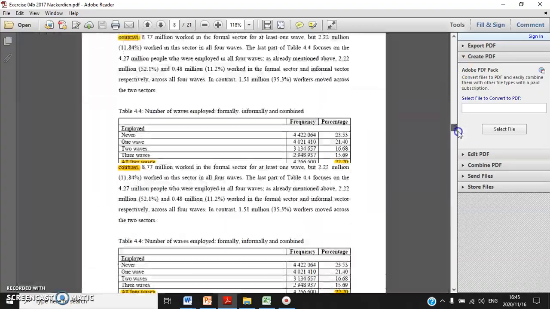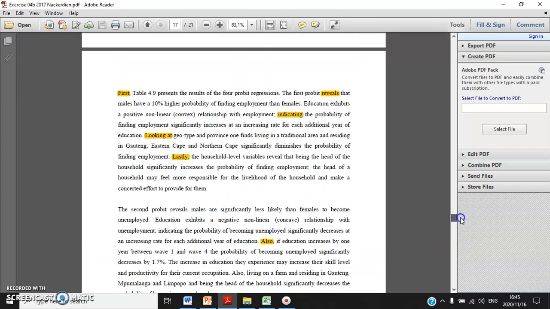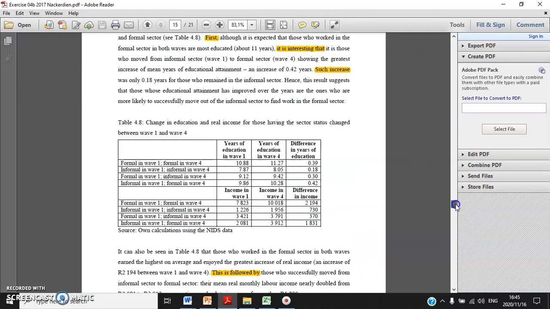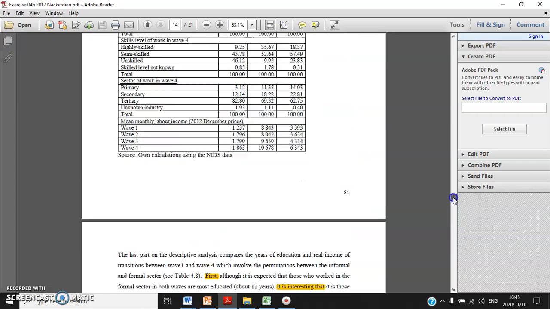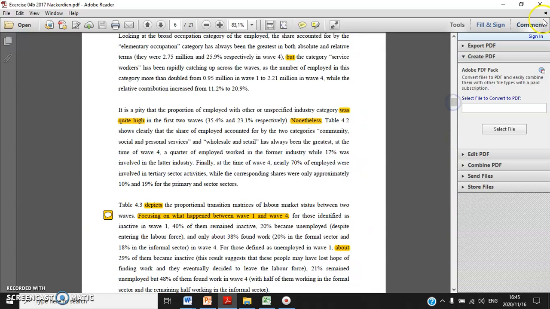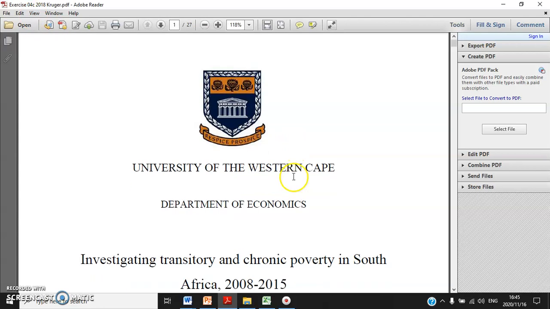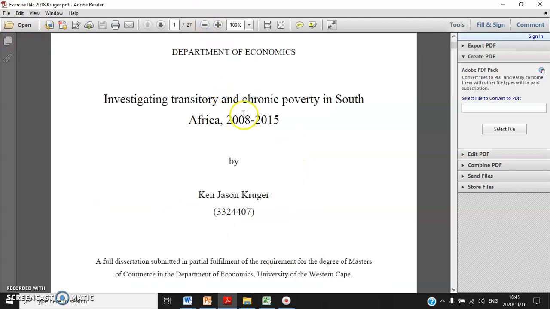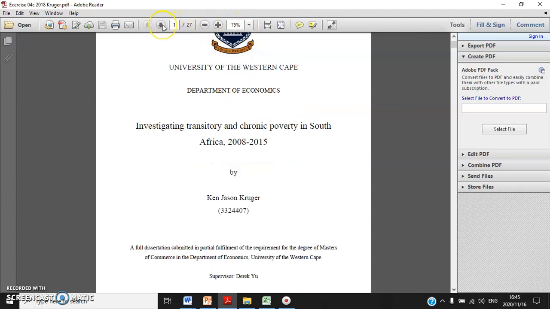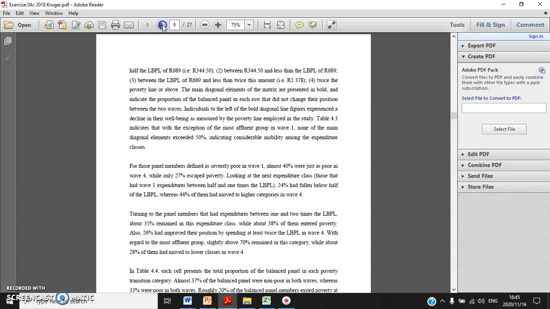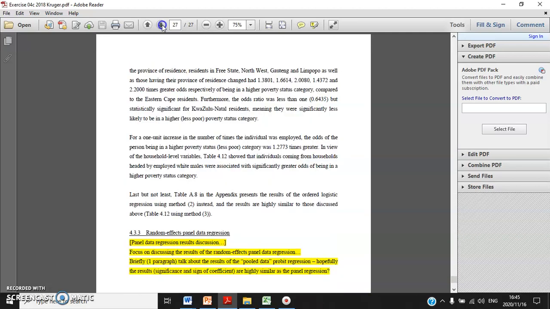Again, when you have time, please go through this Nakadin example. Again, you are going to see a lot of linking words and nicely presented tables and figures. And then the third one comes from Kruger, another master's student of mine. He looks at, I think he used the NIDS panel data to look at poverty dynamics, transitory, short-term and long-term poverty. So again, please follow the yellow highlighted text and the sticky note comments.